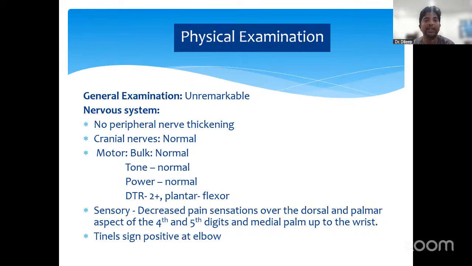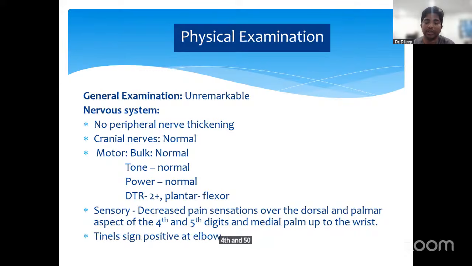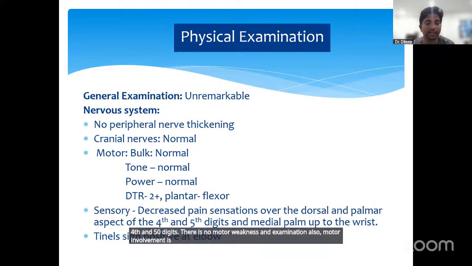So history-wise, there is only pain in the elbow region followed by sensory involvement of the fourth and fifth digits. There is no motor weakness. On examination also, motor involvement is not there. Only sensation is affected, with Tinel sign being positive at the elbow.